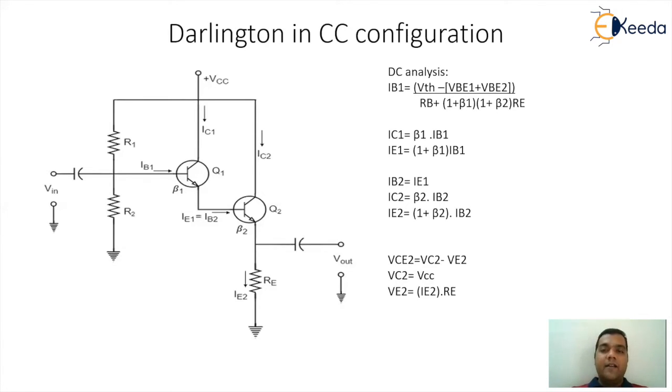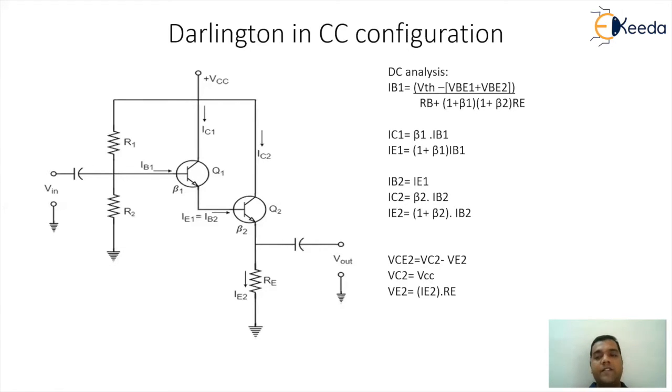Also, IC1 is beta times IB1. IE1 is (1 plus beta 1) times IB1. The value of emitter current 1 is as good as base current 2. That is the reason IB2 is going to be the same as IE1. IC2 is going to be beta times IB2. IE2 will be (1 plus beta 2) times IB2.